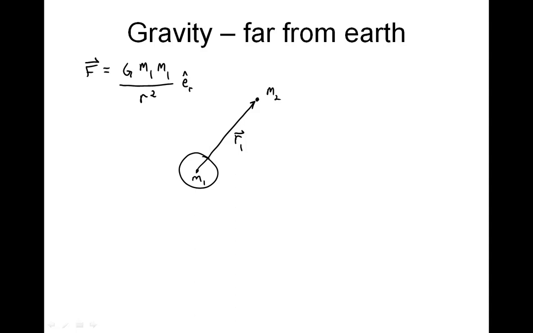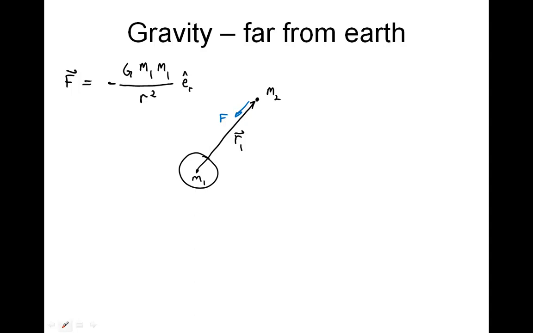Of course, the hat over the top tells us it's a unit vector, and R tells us it's along that line going from one mass to the other. Gravity is always attractive, so the force will be inward, so that's the force due to gravity. And since R is outward and the force is inward, we'll put a minus sign there. So F is equal to minus G M1 M2 over R squared, e sub R.